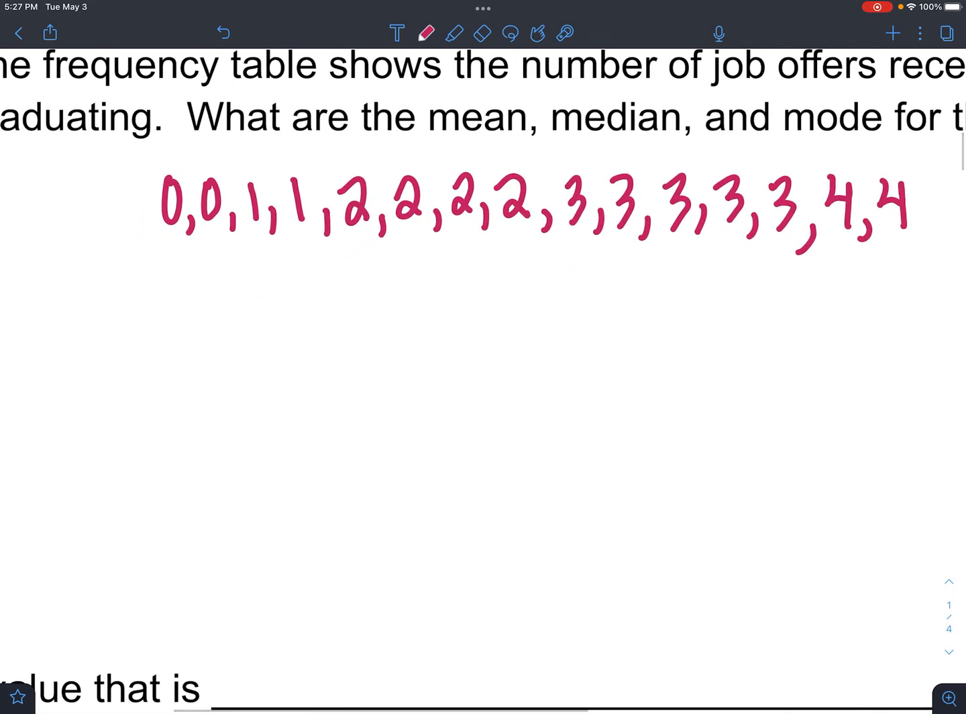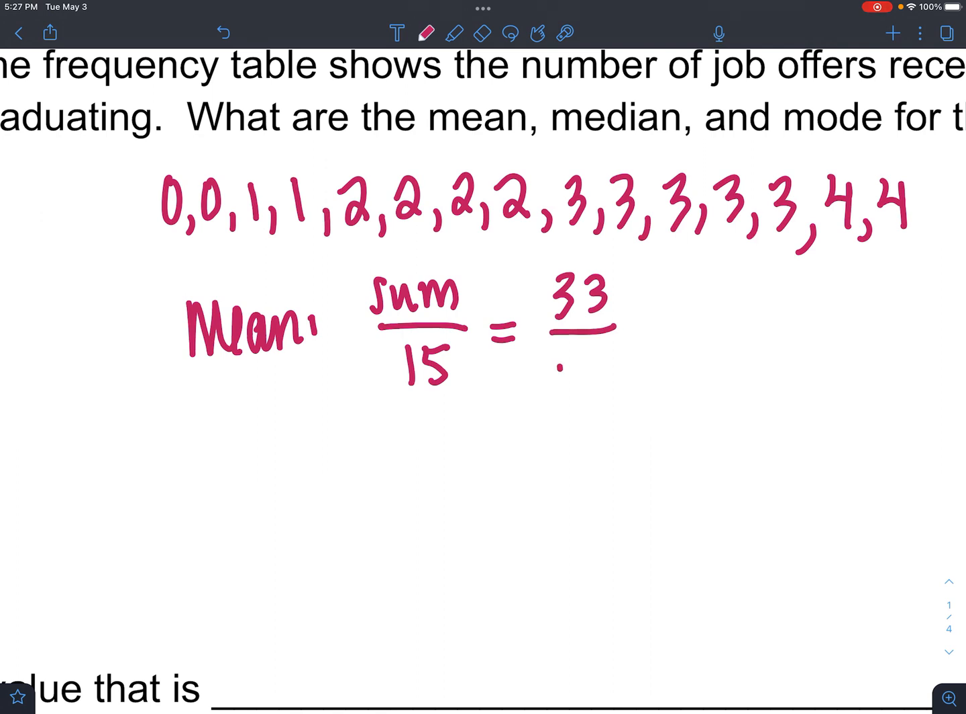So the mean, remember the mean is the average. So we add them all up and we divide by the total, which in this case was 15 if you count up all of those numbers. If you add all 15 of those numbers, you get 33. So the mean is 2.2.